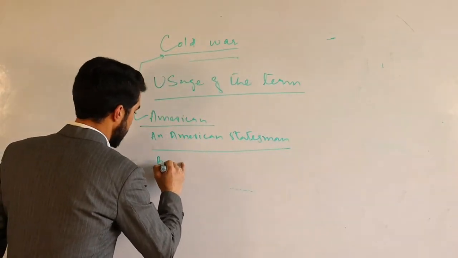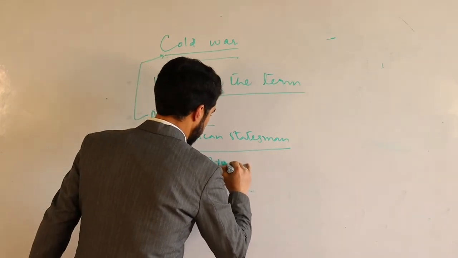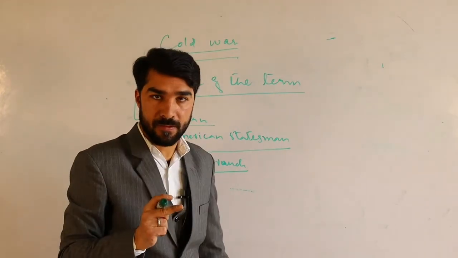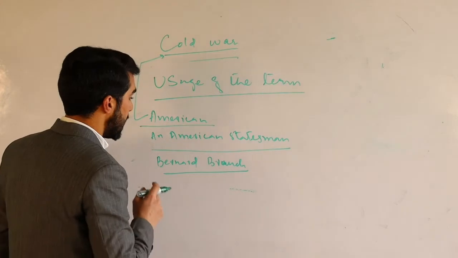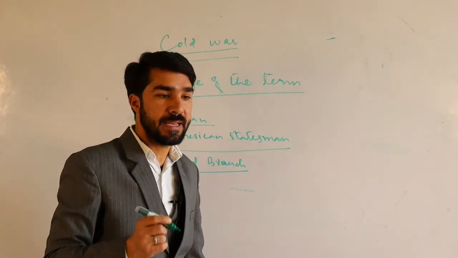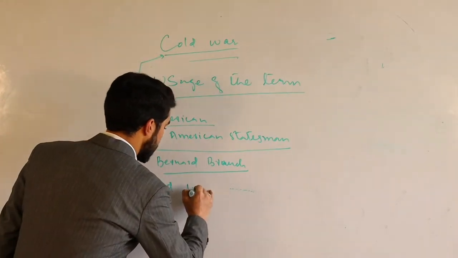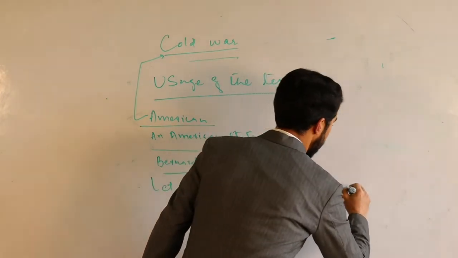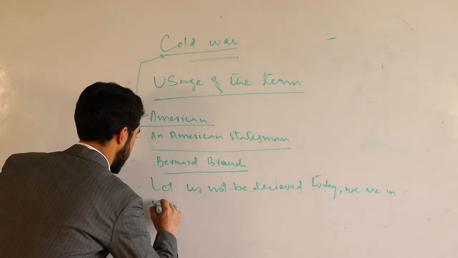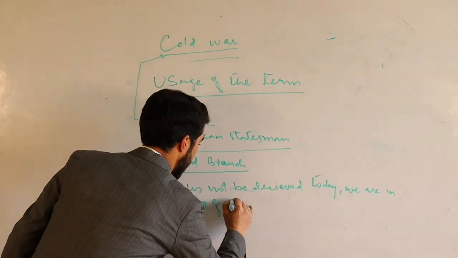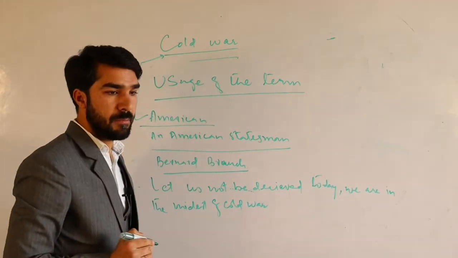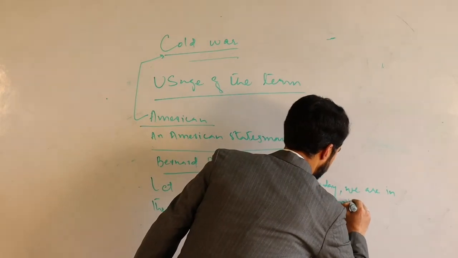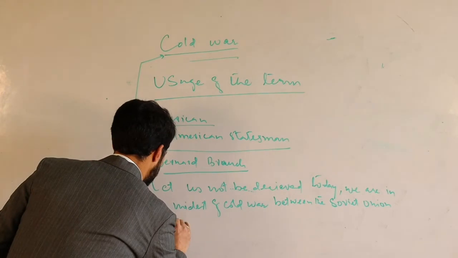His name was Bernard Baruch. On April 6, 1946, on the occasion of the Truman Doctrine, he used the term Cold War, in the course of his speech, when he said, "Let us not be deceived today. We are in the midst of Cold War. We are in the midst of Cold War between the Soviet Union and Western states."